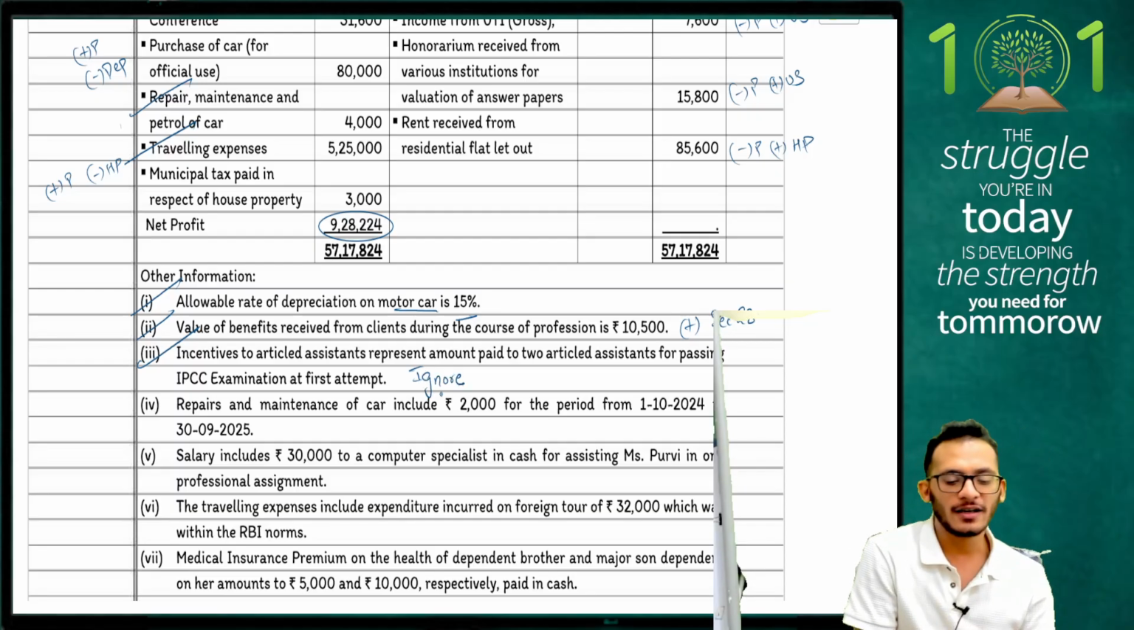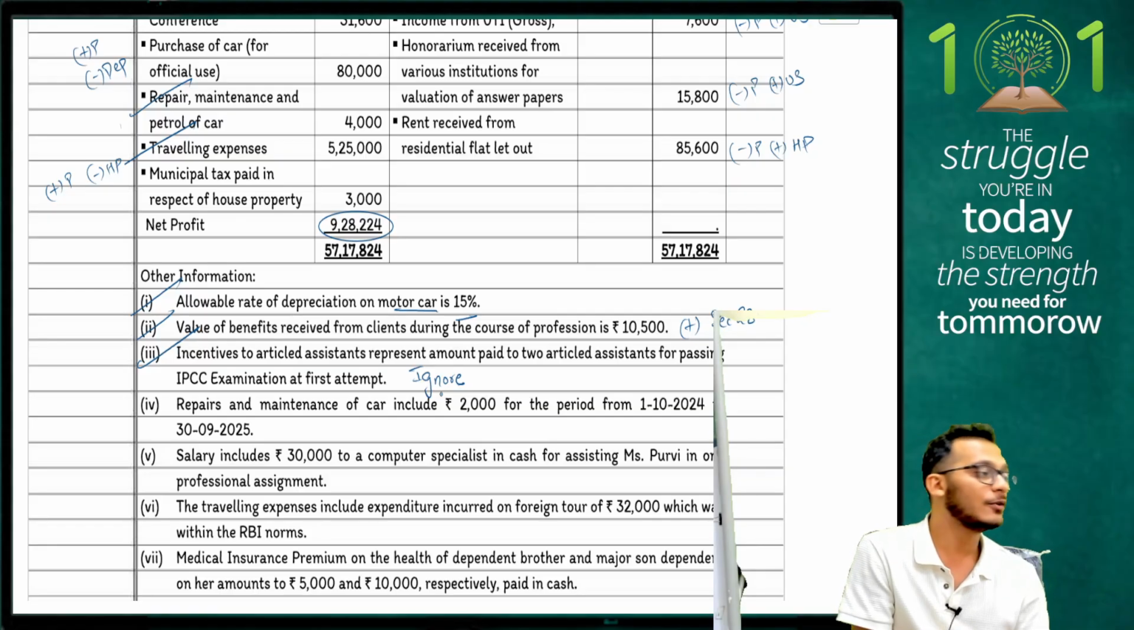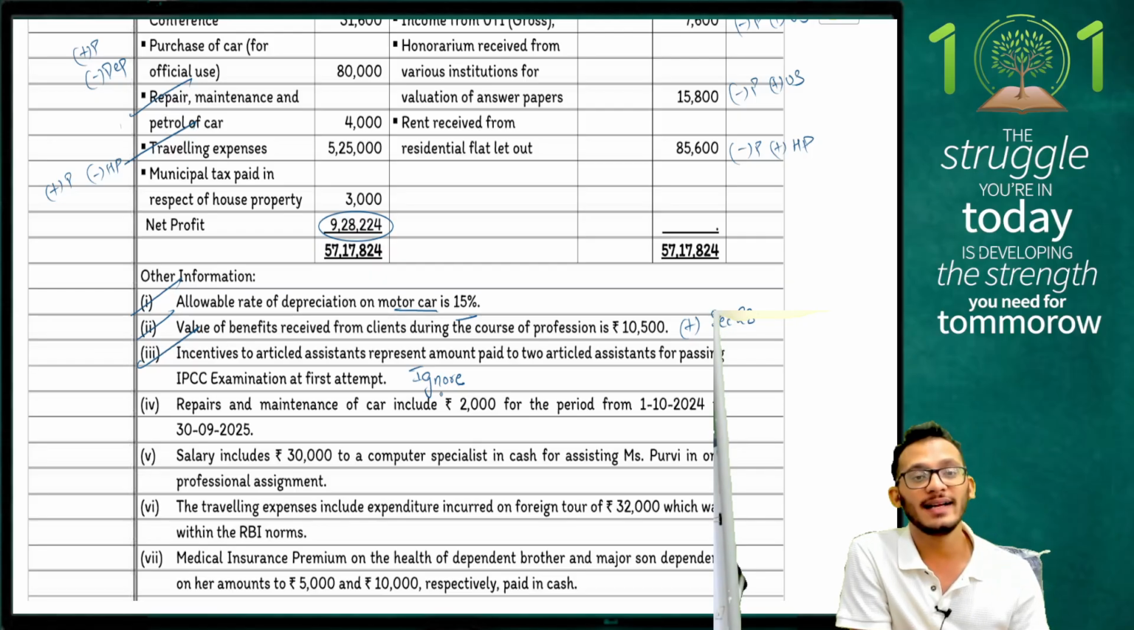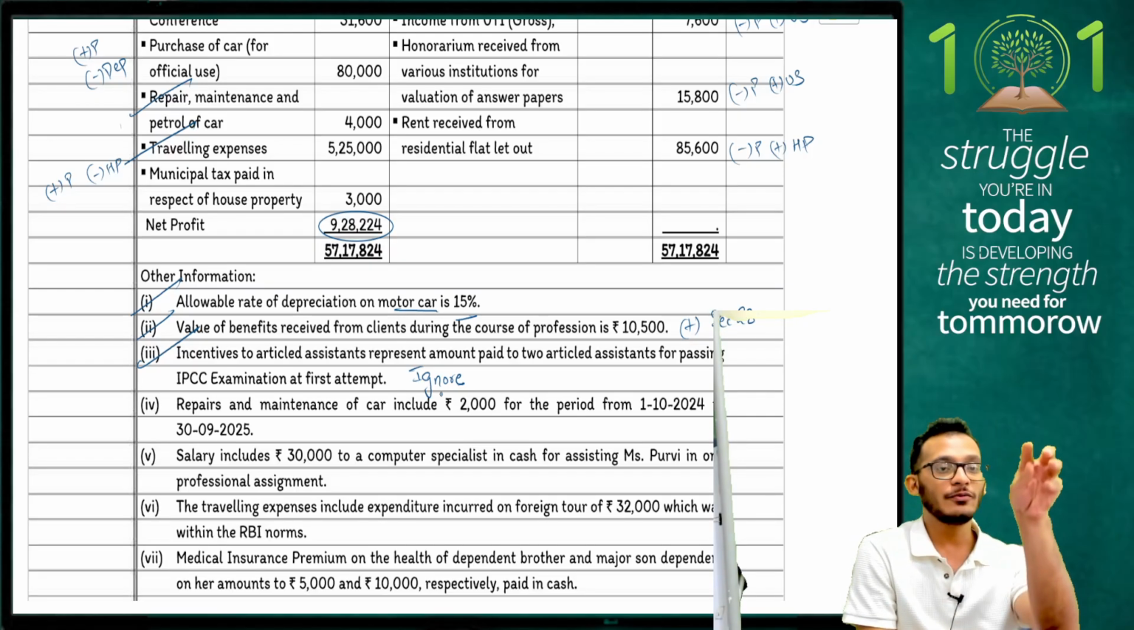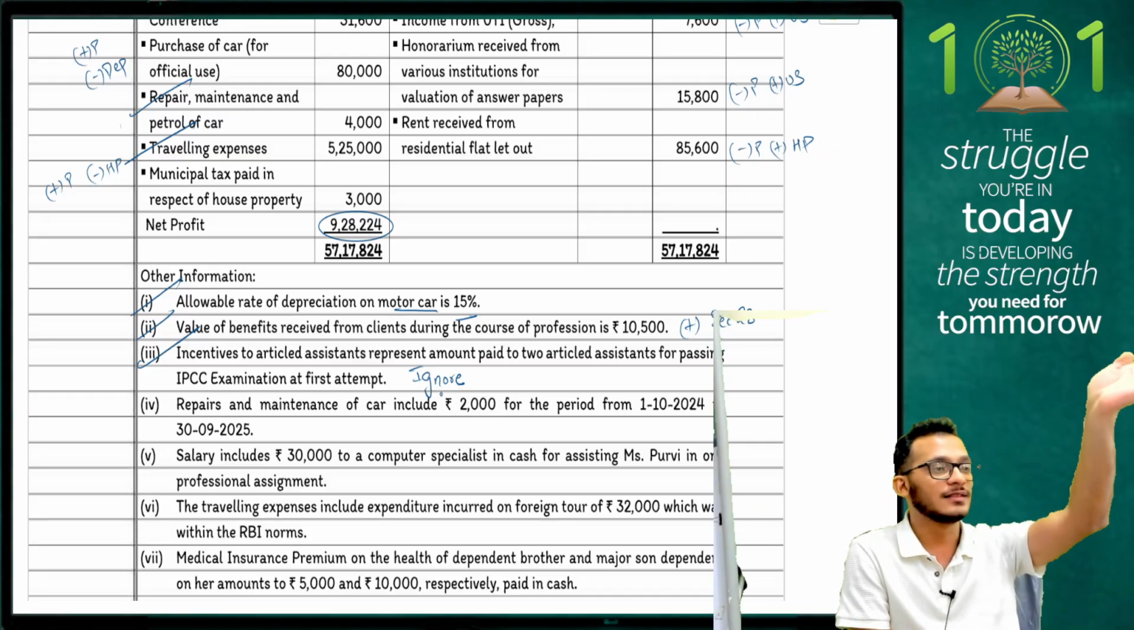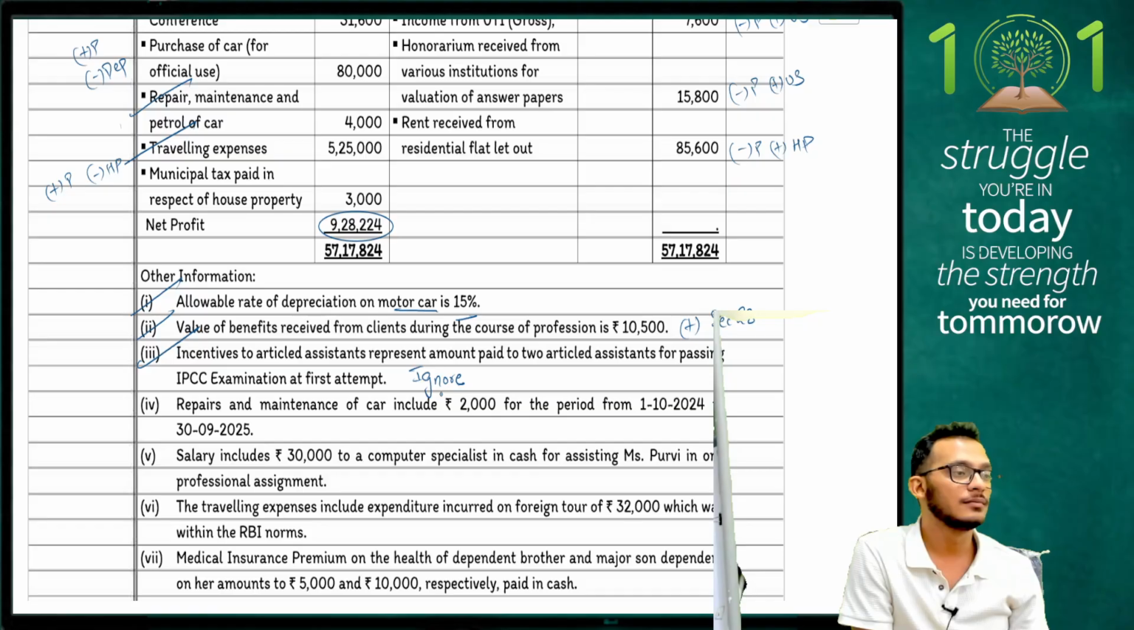Repairs and maintenance of a car includes 2000, which is paid for the period October 24 to March 25. People, October 24 is your previous year, and March 25 is the next year, which means I have booked an expense in my P&L. Part of it is current year's, part of it is next year's. What do I do? 1000 I will allow this year.